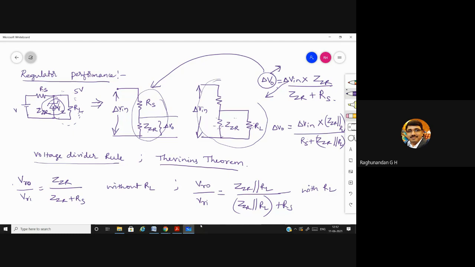Even after doing all this series of steps, we can observe there is still this variation. Okay. Now, this is with respect to the voltage divider rule. Now, the next part, what we are going to discuss is with respect to the Thevenin's equivalent circuit.